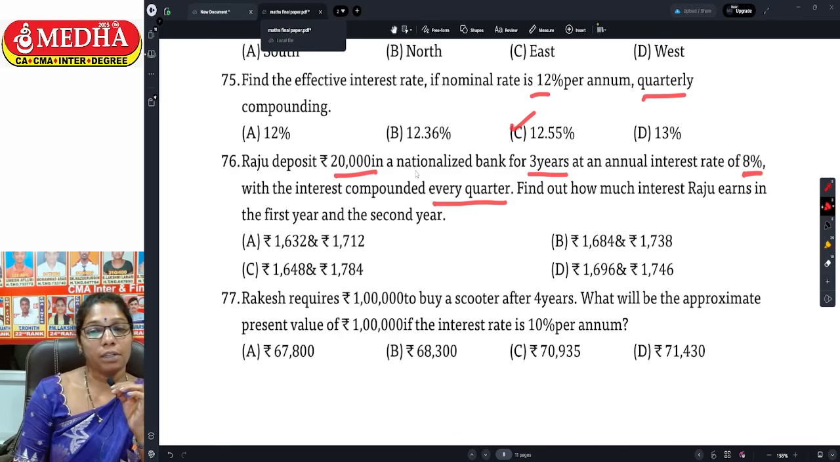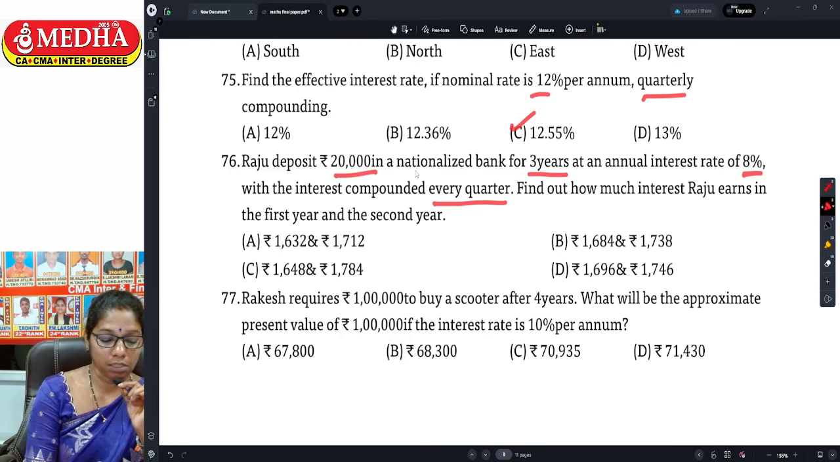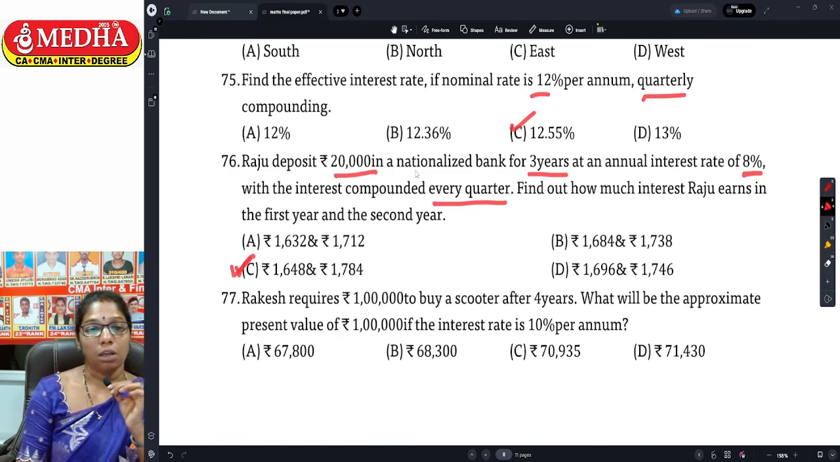So for the second question, we can pick it without calculating, since there is no such option. So the first one, 1648, option C is the right one. We can take it as the solution.